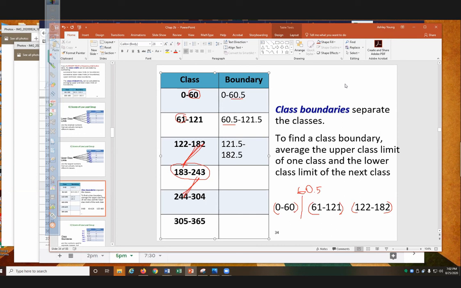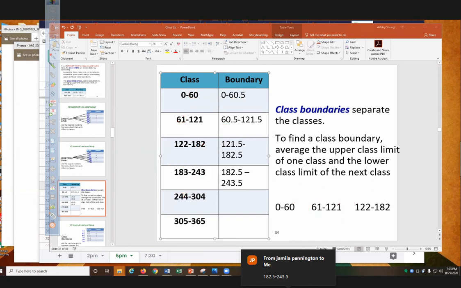Okay. Need the lower and the upper for this class right here. Okay, most people are getting it. So yeah, the number between 82 and 83 is 82.5. And the number between 243, this class, and that class is 243.5. Good. Okay, great. Let me go ahead and clear that. Moving on.